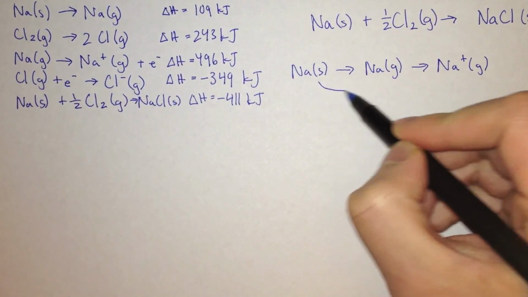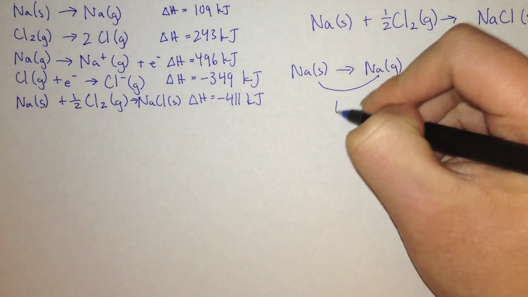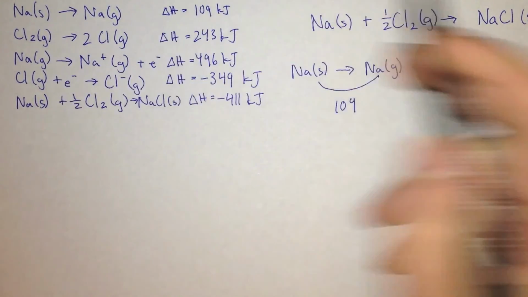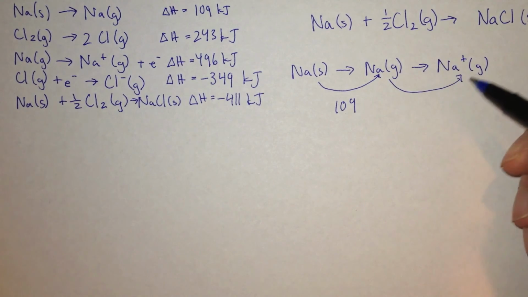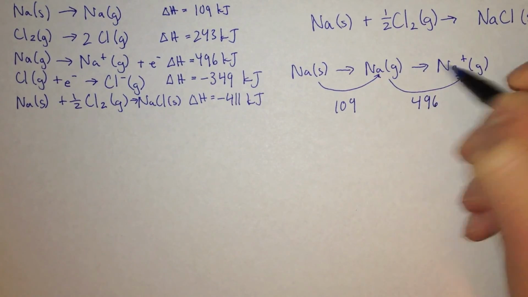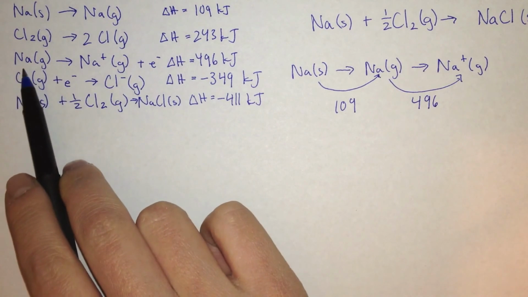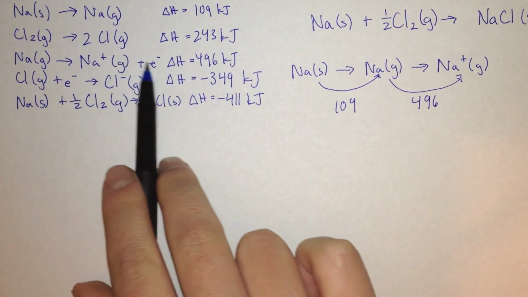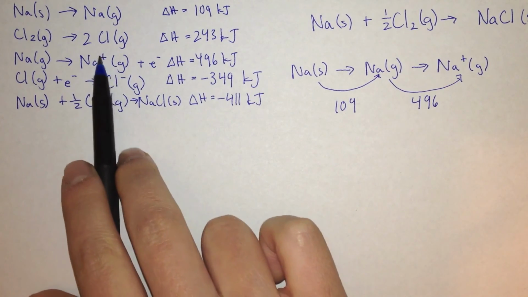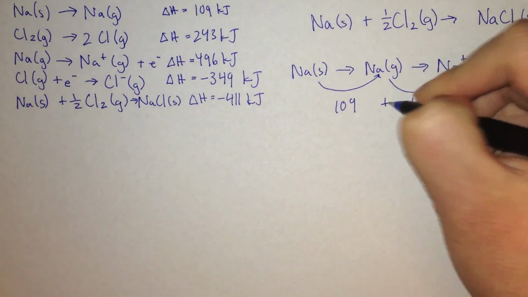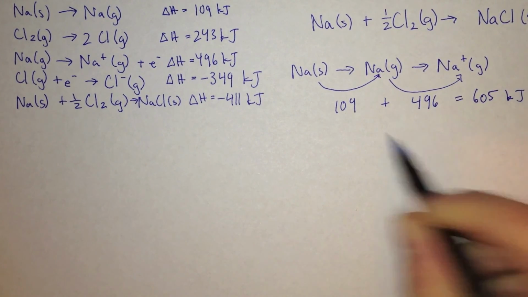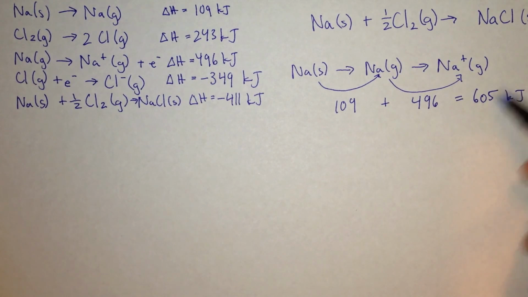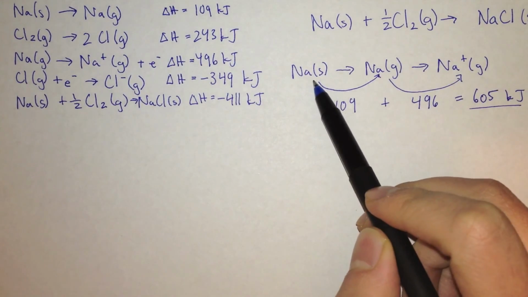Going from solid sodium to gaseous sodium is 109 kilojoules based on this one. And going from gas to an ion is 496 kilojoules based on this one. So we see that we had the sodium, and then one electron was taken away from it, making it positive. And the total heat for this process is 605 kilojoules. We just add these two up. And so we found the heat of formation of a gaseous sodium ion from solid sodium.